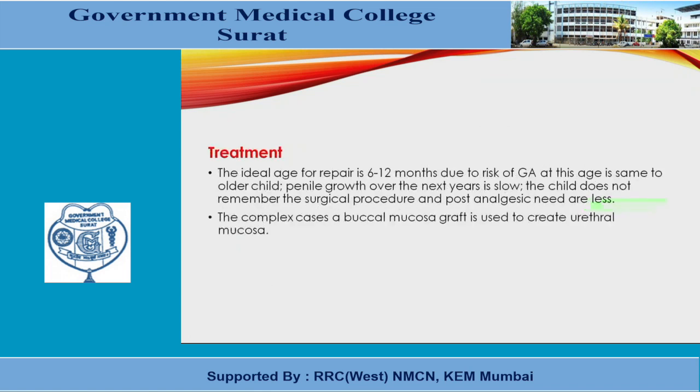The ideal age for treatment or repair of hypospadias is 6 to 12 months, as the risk of general anesthesia at this age is the same as in an older child. In early life, the risk of general anesthesia is high. Penile growth over the next year is also slow. The child does not remember the surgical procedure and post-operative analgesic needs are less. In complex cases, a buccal mucosal graft is used to create urethral mucosa.